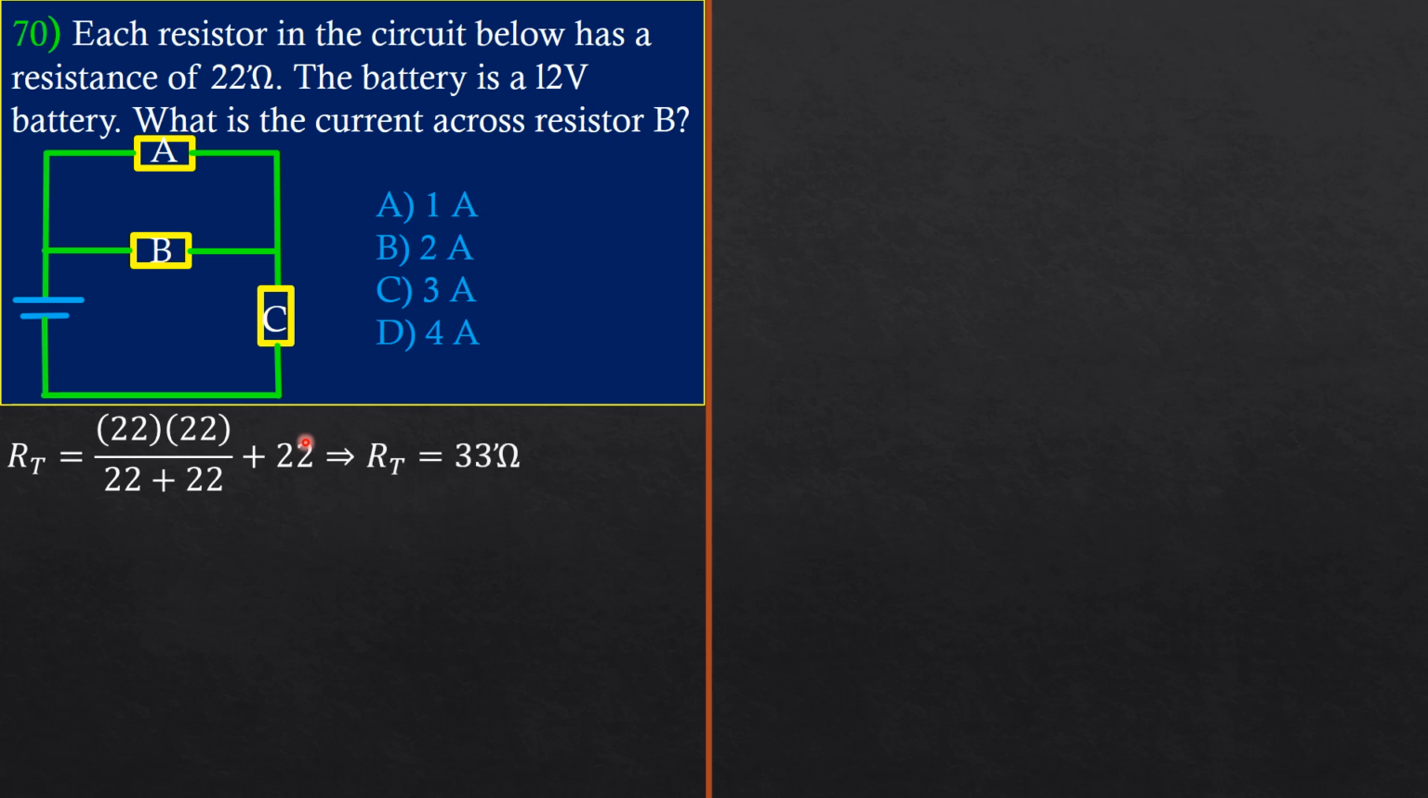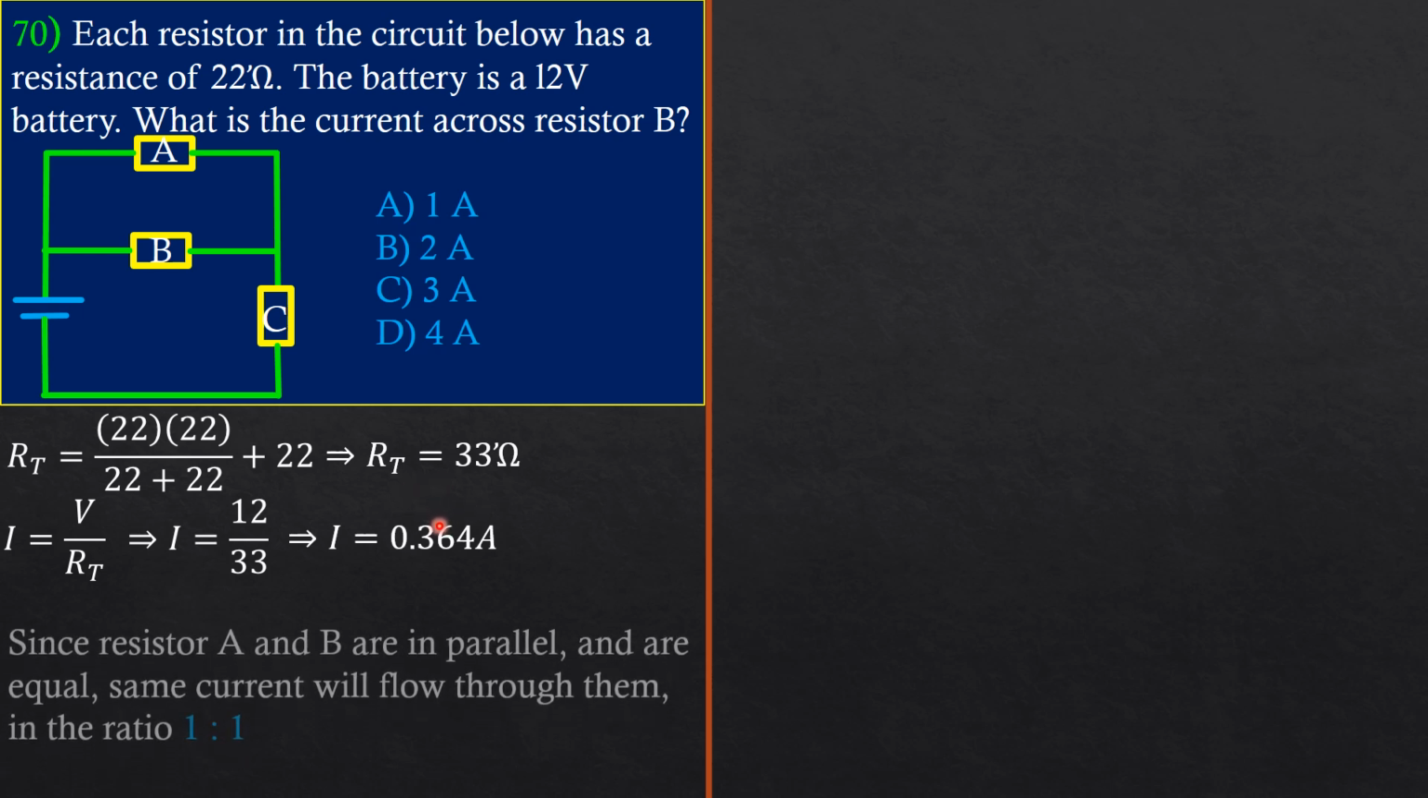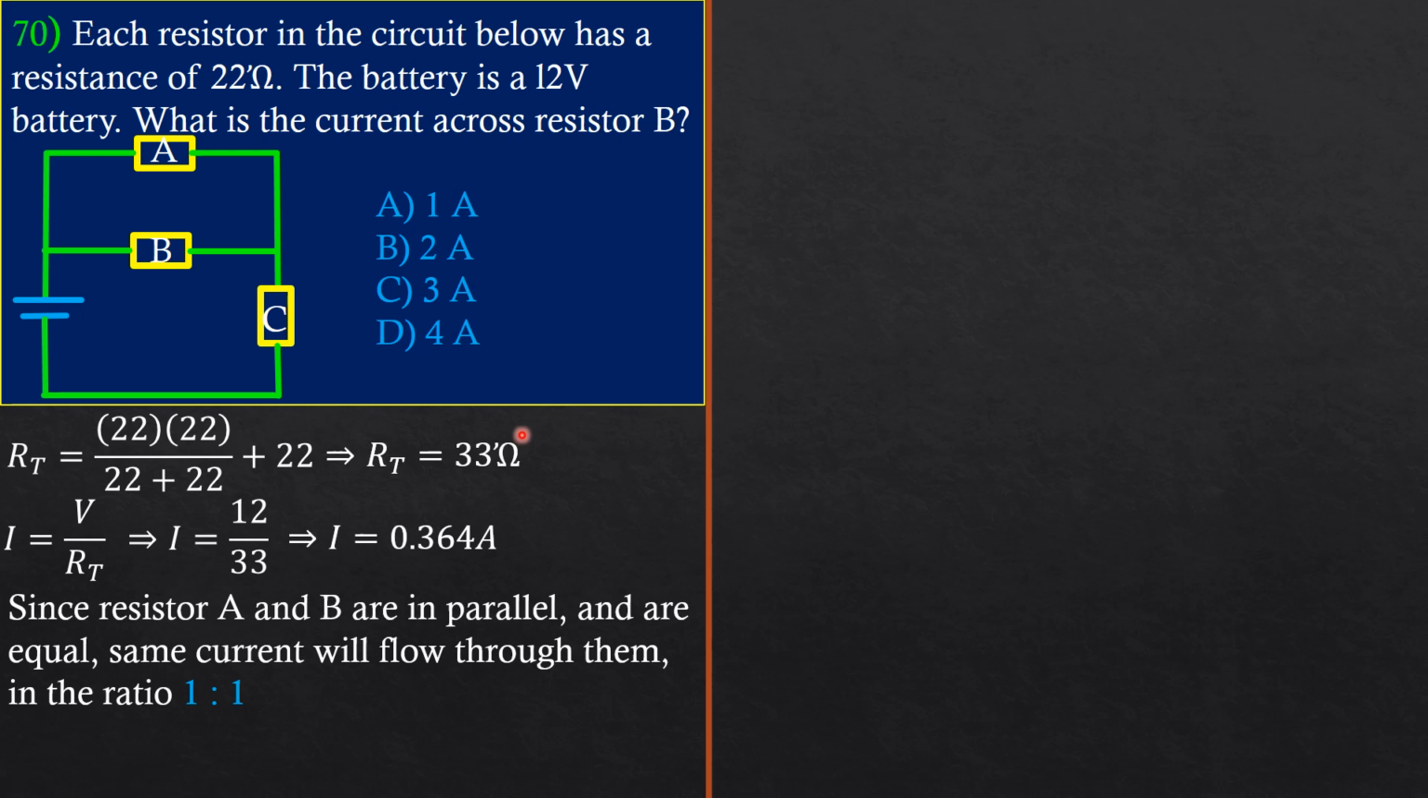This simplifies to what, guys? 33 ohms. Now we need to get the current that will be flowing throughout this circuit, which we can get from Ohm's law, which is saying that I is equal to V by RT. That means that our I becomes, our V is 12, our R is 33. Simplifying gives us an answer of 0.364 amperes.